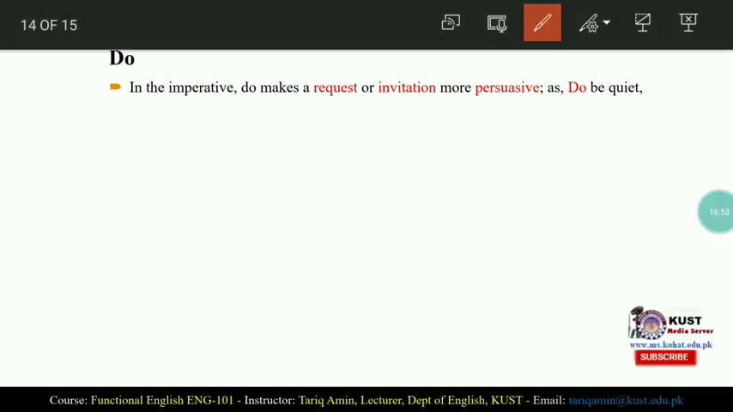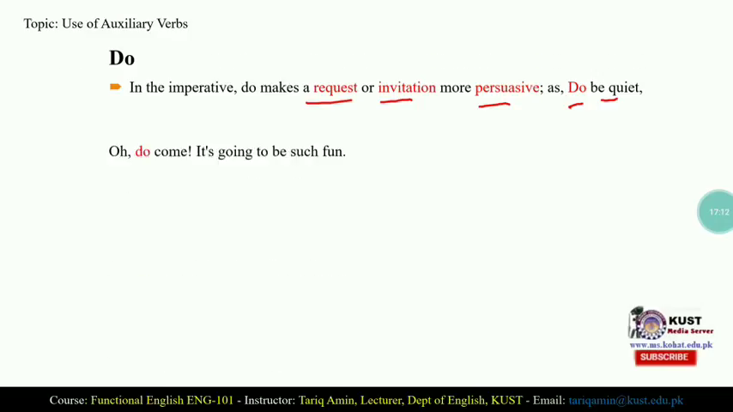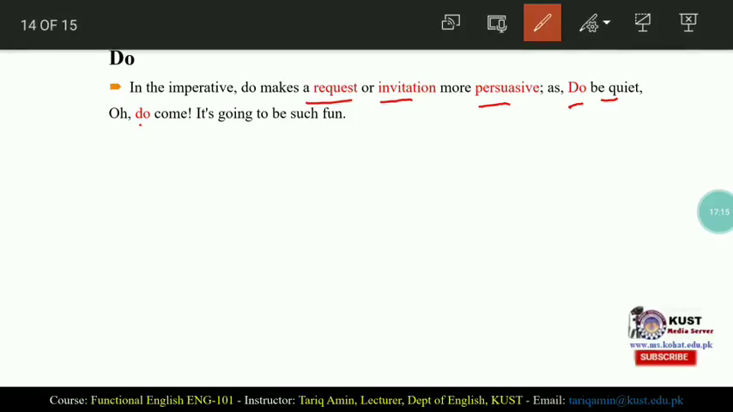And in imperative sentences, do makes a request or invitation more persuasive. Do be quiet. So in imperative sentences, the use of do makes a request more persuasive, makes an invitation more persuasive. For example, do be quiet. For example, oh, do come. It is going to be such fun. So it can be an invitation when you say come. In order to make this more persuasive, instead of saying oh, come, you say oh, do come. It makes it more persuasive.